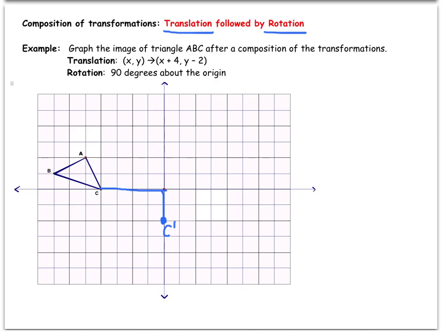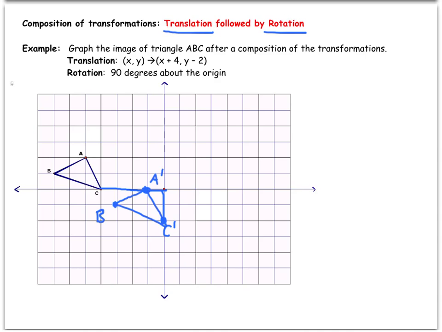So here's C prime. A is going to move over 4 and down, so this is going to be A prime. And then lastly, B, moving to B prime, would be right here. And I can connect that figure. So now this is the image of my original triangle. But now I have to rotate this 90 degrees about the origin.